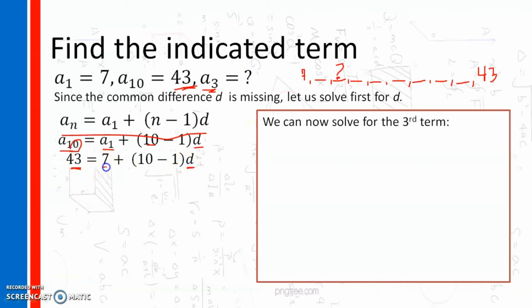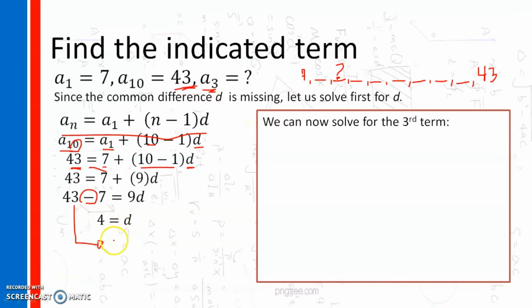Next, of course, the first term which is 7, and then evaluate this one. Simplifying these terms, 10 minus 1, we have 9 times d. And then, lipat natin si 7, so magiging negative siya. Now, we have the value of d here. So, paano siya nakuhang 36? So, simplify muna natin itong 43 minus 7. 43 minus 7 is, okay, 36. So, 36 is equal to 9d.